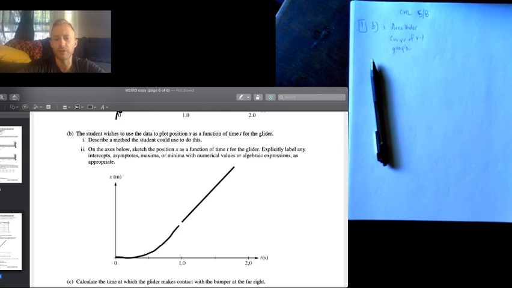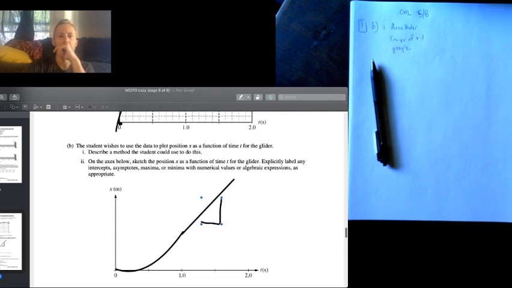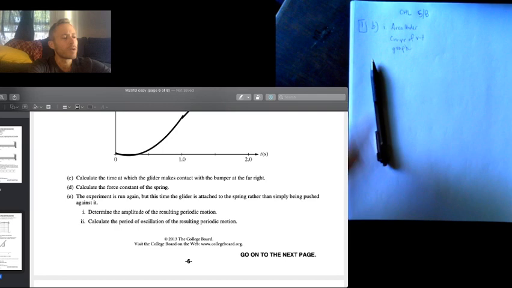It accelerates to reach its maximum velocity, and then after that, it has a constant velocity. And then the slope of this part would be roughly 0.5 meters per second. Okay, so we did part B.